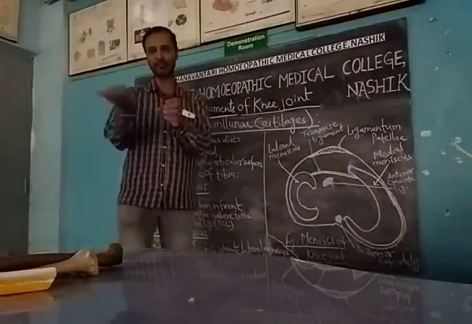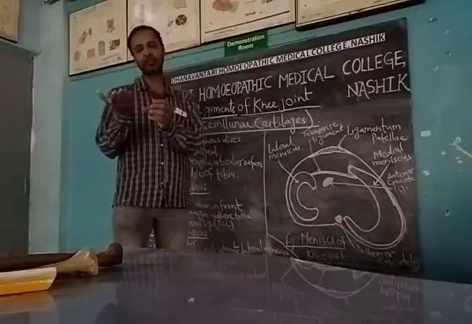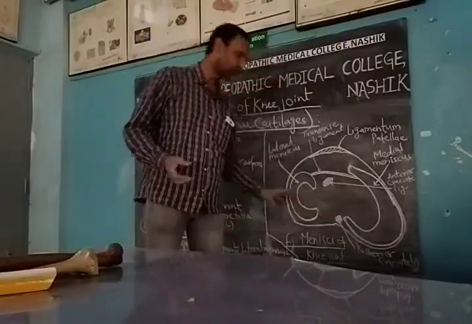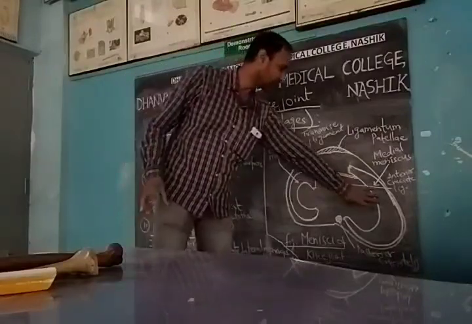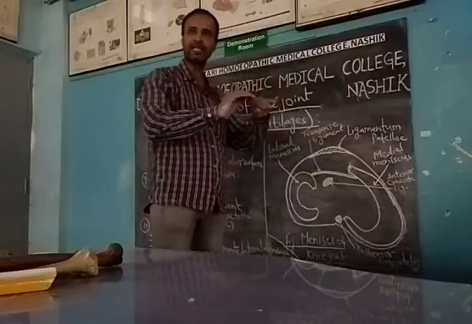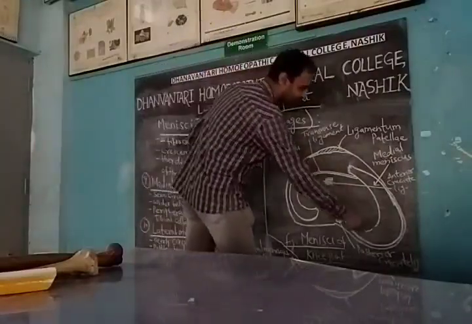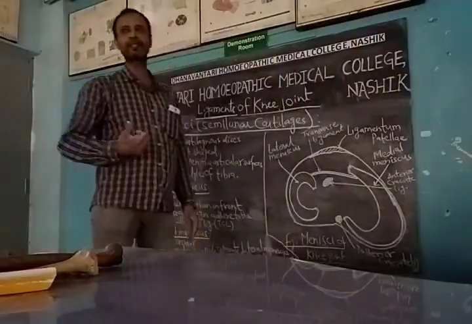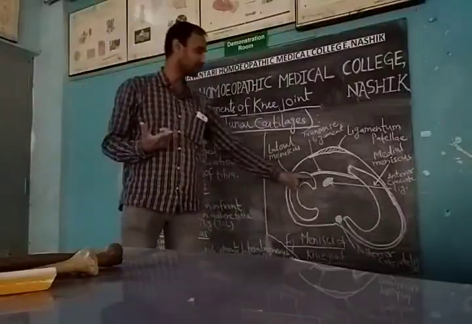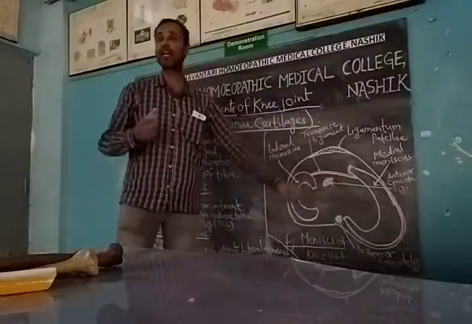Here we have taken a transverse section of the knee joint at the tibia. On the two tibial condyles, the medial condyle and the lateral condyle, on the concavity of those condyles, the menisci are present. So what is a menisci? A single one is a meniscus and the plural is menisci. These are made up of cartilage.